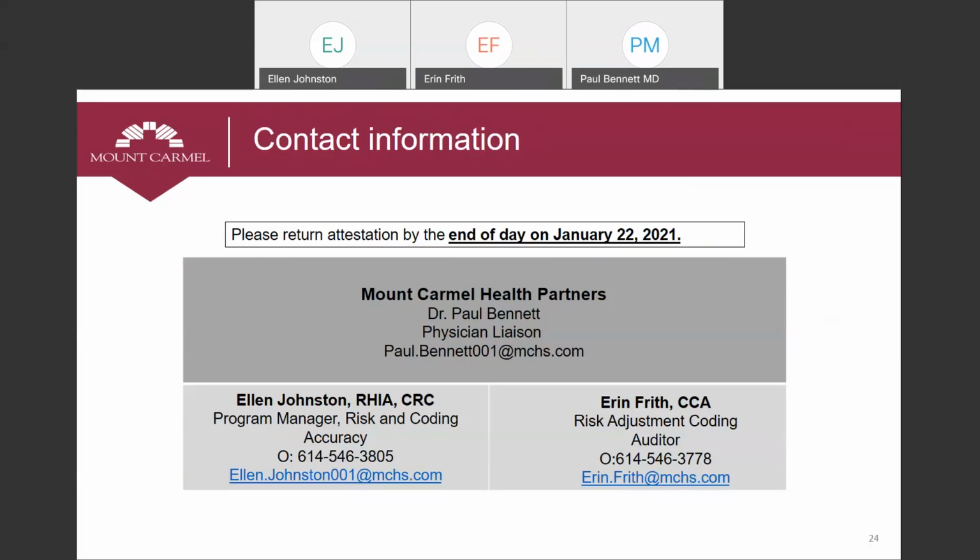We hope you learned a little bit more about documenting and coding for acute conditions in the outpatient setting and are able to apply this knowledge to your everyday practice.